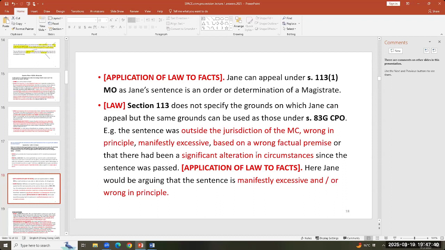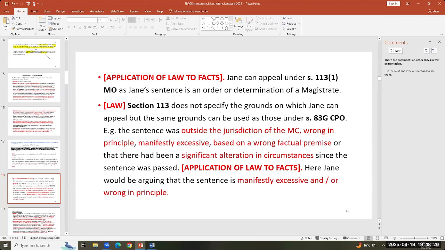That means the wrong type of sentence was imposed. So she should not have been sentenced to imprisonment. She should have been sentenced to a fine or probation. Manifestly excessive, the sentence was unjustifiably harsh based on a wrong factual premise. That means the wrong facts were taken into consideration, or there's been a change in the tariff. Here, her grounds of appeal would seem to be that the sentence is manifestly excessive and/or that it's wrong in principle.